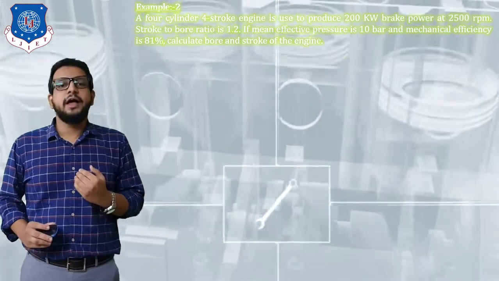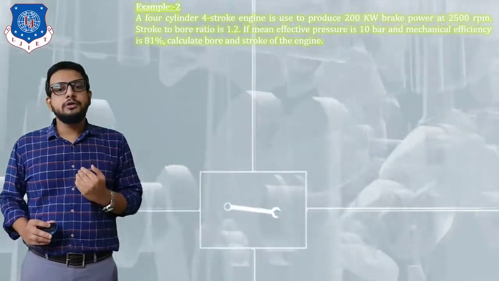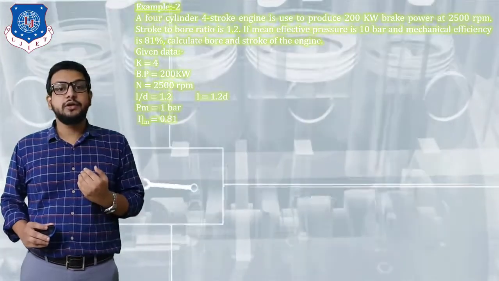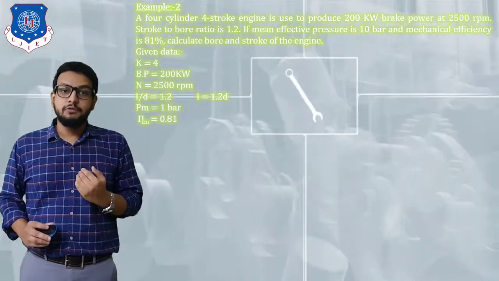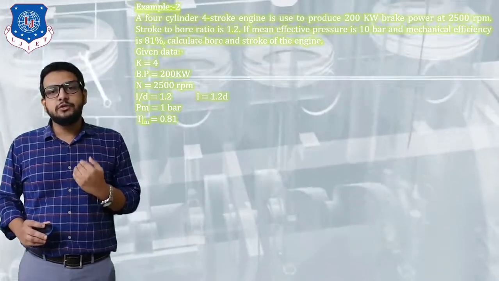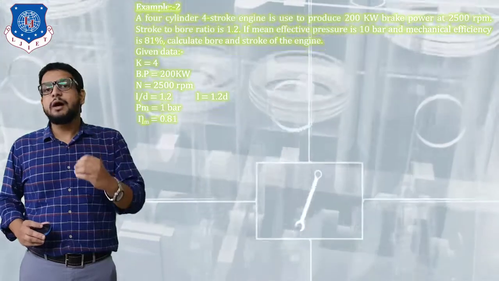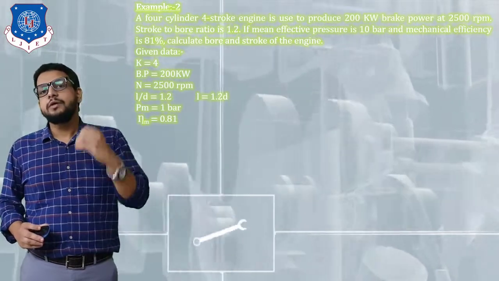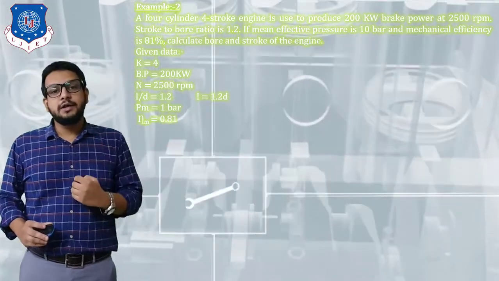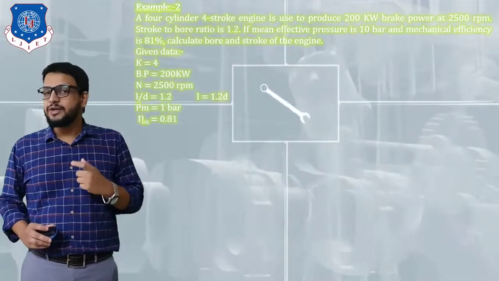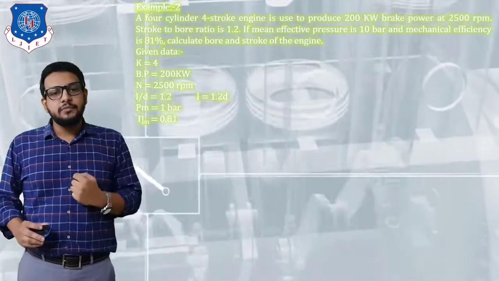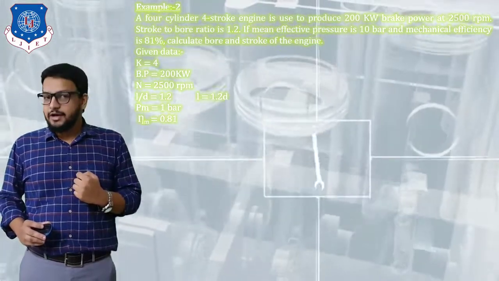length of the engine. Okay, now over here you must be clear that it is a 4-cylinder engine. So K is the number of cylinders, which means K is equal to 4. Now 4-stroke engine, which means you need to keep in mind that the number of power strokes will be equal to capital N by 2. Now brake power is given, that is 200 kilowatts. So this brake power is for a 4-cylinder engine. Capital N, as you can see, is 2500 RPM.